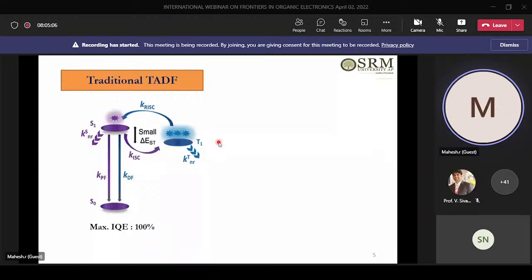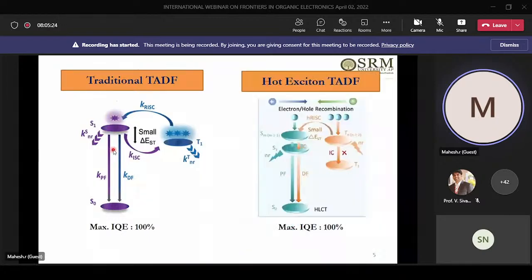With a 20 to 25% external quantum efficiency. But the issue here is we can still improve the efficiencies if we can suppress the non-radiative emissions from the singlet and triplet states. And simultaneously, there is another mechanism which has been proposed, hot exciton TADF.